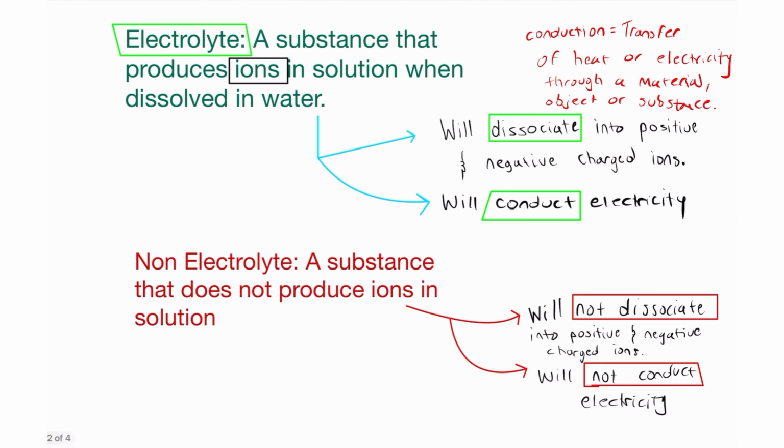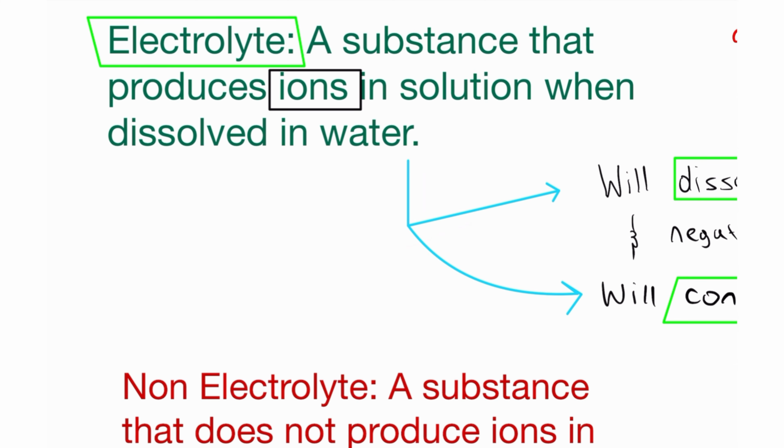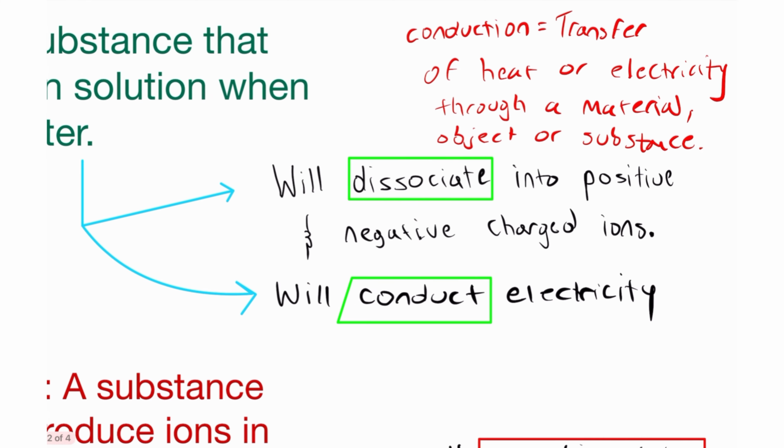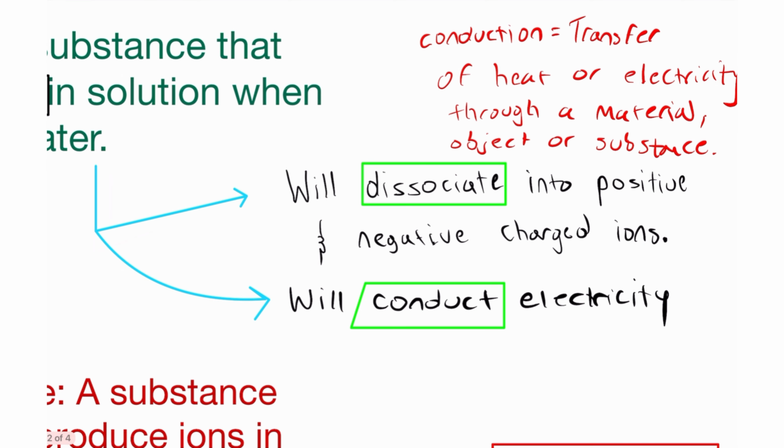So what is an electrolyte? An electrolyte is a substance that produces ions in solution when dissolved in water. Other characteristics involve it will dissociate into positive and negative charged ions and will conduct electricity. So let's back it up a bit.